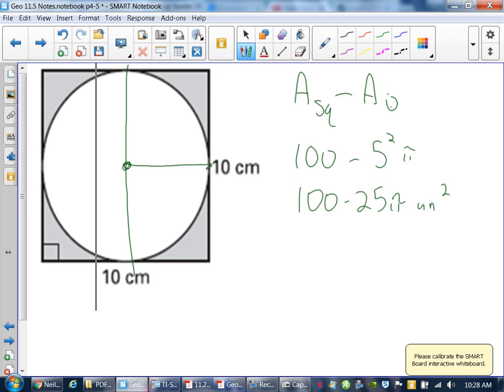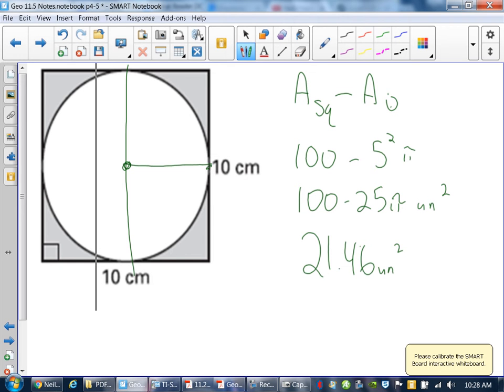If I asked for an exact answer, you'd leave your answer in terms of pi, or with a square root if you had to. If I asked for a decimal, rounding to the nearest hundredth, 2 decimal places, you would just type this in and press enter, and you get 21.46.